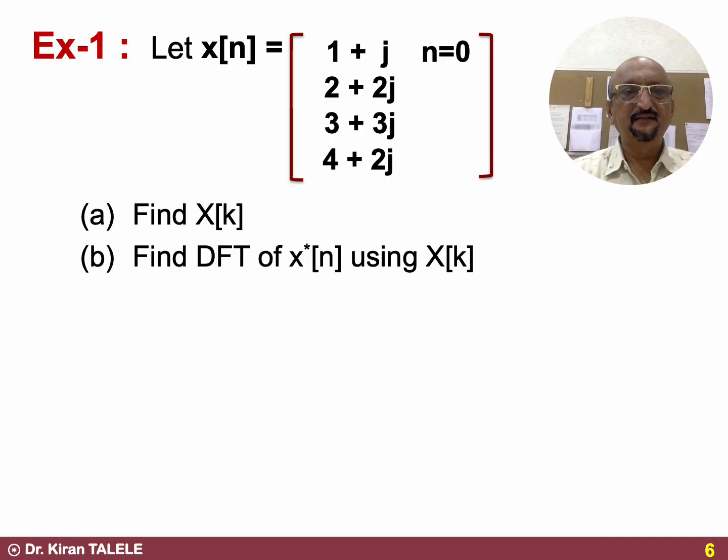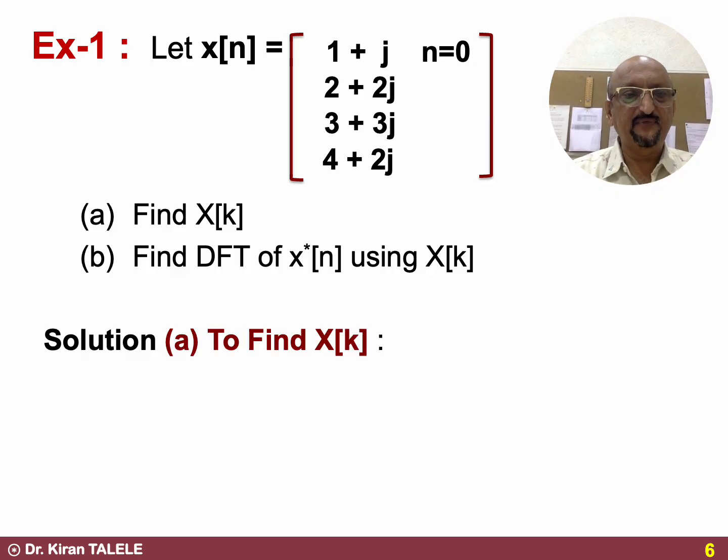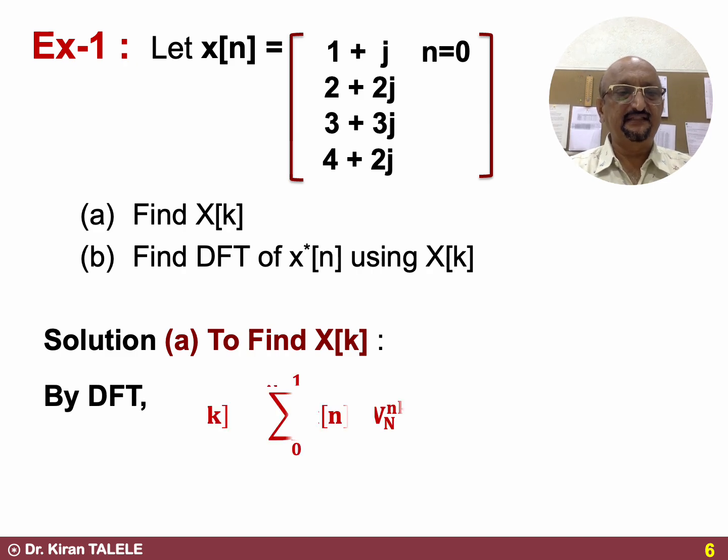Let's take one example. This is the complex sequence. Part A of the question is find X of k, that means find the DFT of x of n. Let's do this example in detail. First we'll calculate the DFT of the 4-point sequence using formula evaluation in matrix form, because there are only 4 values. So let's begin with this formula.